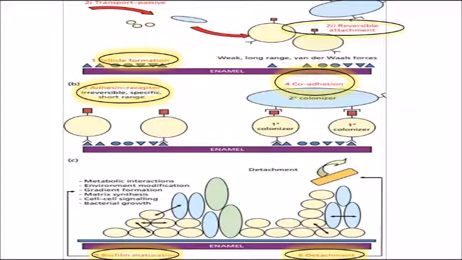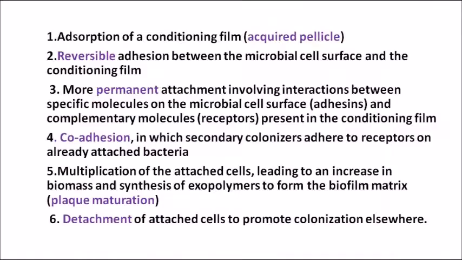Clear? We'll go into detail. So we'll brush that up. First step is adsorption of a conditioning film or pellicle. Second step is reversible adhesion between the microbe and the pellicle. Third step is permanent adhesion. How is this permanent adhesion happening? It is by specific molecules on the microbial surface called adhesins, and there are complementary molecules in the pellicle. So the irreversible or permanent attachment uses the adhesins of the bacteria.